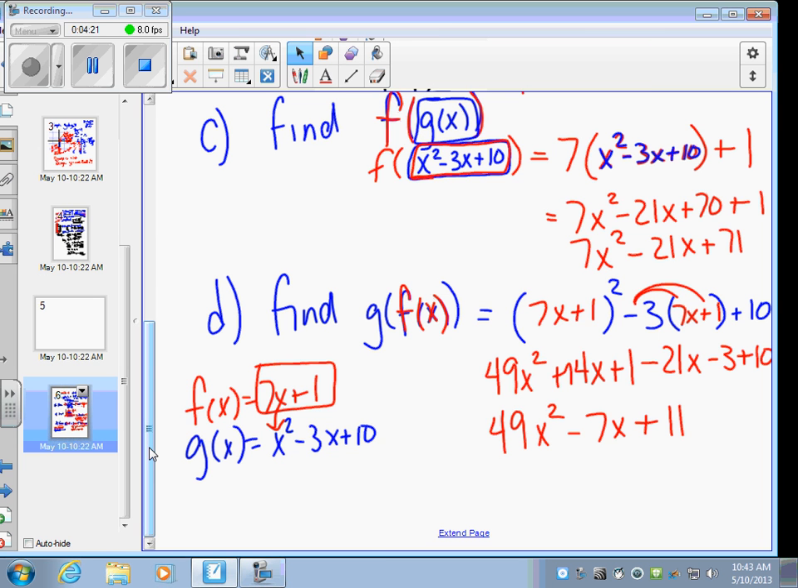That is composite functions. And you should practice those. There's a skill builder or a checkpoint in the back of your book that will help with that too.